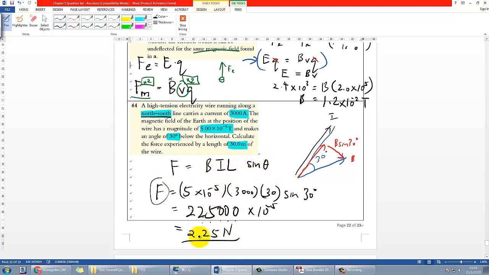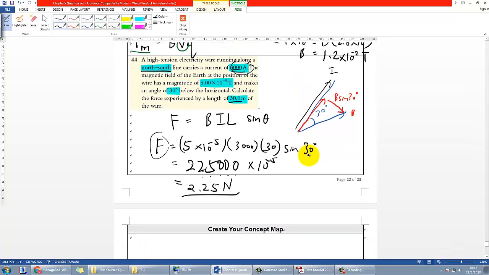In fact, this is a pretty large force, but for a length of 30 meters, the wire should be quite heavy. So these 2.25 Newtons would not be observable unless you use a really light wire. But if you use a really light wire, I don't think you can have such a high current. I'm pretty sure it will get very hot. Okay, so that is all for chapter 5.